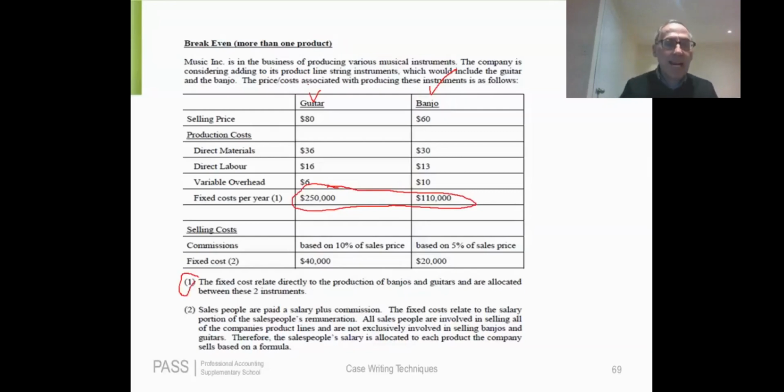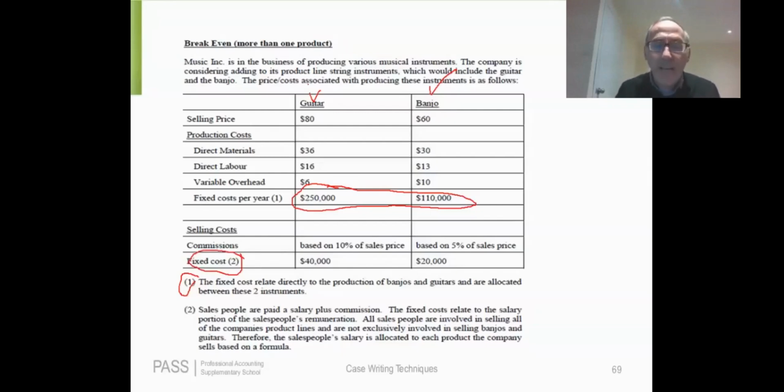Now, the other point I just want to bring home is if you look at the fixed selling cost, what do we have to say about that? Well, let's take a look. Salespeople are paid a salary plus commission. The fixed selling costs relate to the salary portion of the salespeople's remuneration. Commission, of course, is variable because it's based on sales.